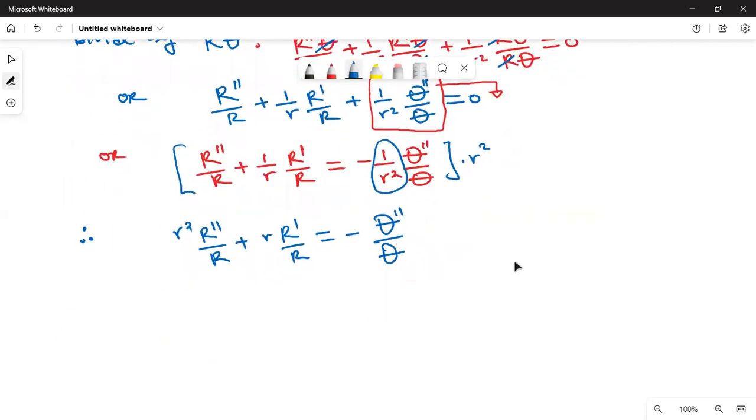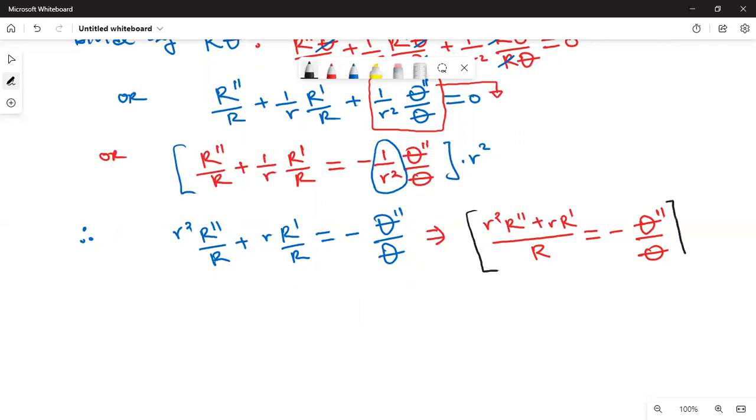And so on the left-hand side, I can see the denominator is common. So this simply means that we can write this as r squared R double prime plus r times R prime, all over capital R, is equal to negative theta double prime over theta. So this is our ODE after separating the variables.